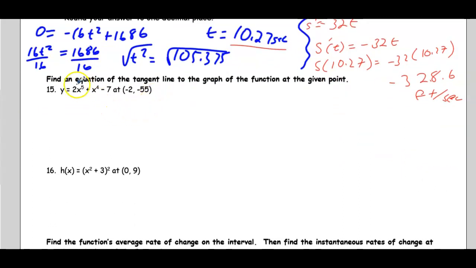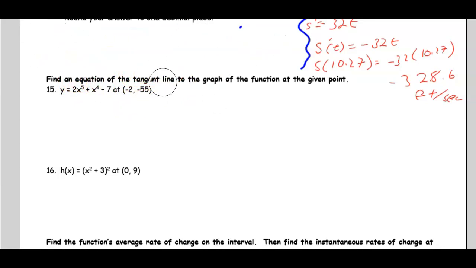All right, 15. It says find an equation of the tangent line. All right, find an equation of a tangent line. So I can tell you right now, let me erase this. When you're asked to find an equation of a tangent line, you're going to use point-slope form.